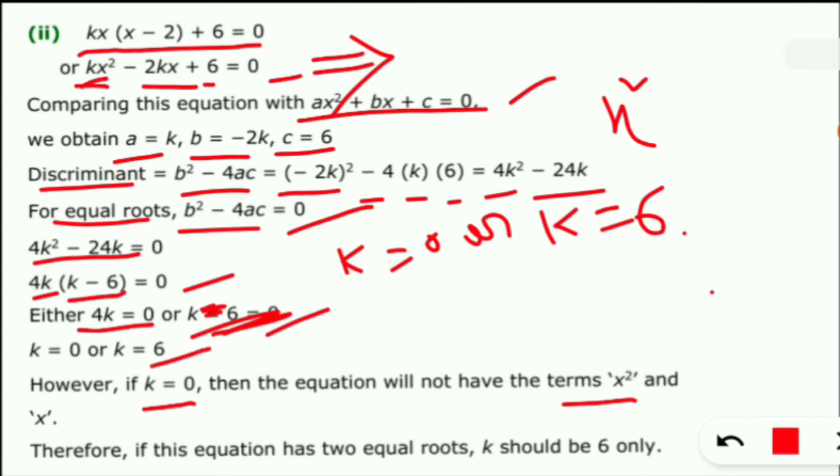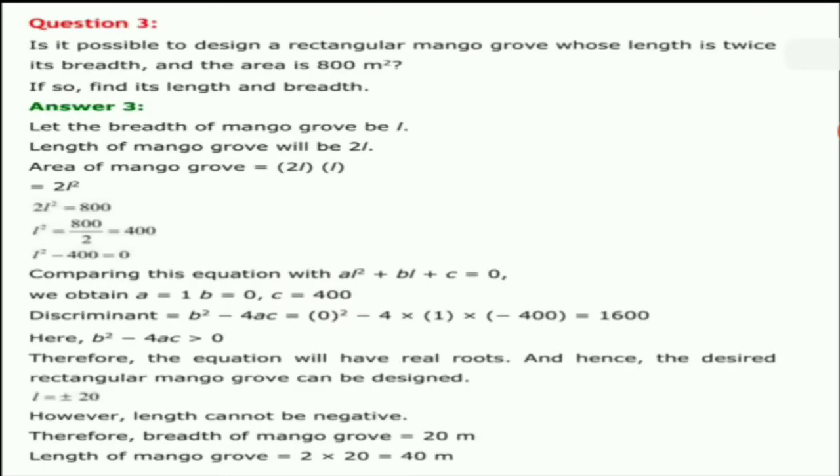Okay, now question number 3: is it possible to design a rectangular mango grove whose length is twice its breadth? Okay, and the area is 800 meters square. If so, find its length and breadth. That means now we check whether it is possible to design or not. Clear? So the answer: let the breadth of the mango grove be L.